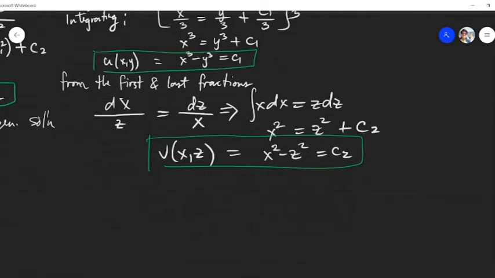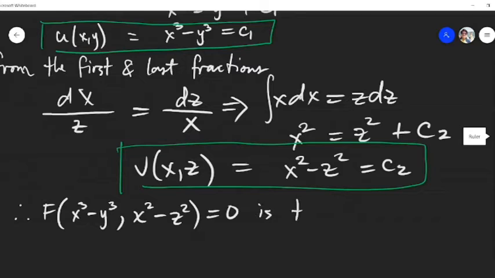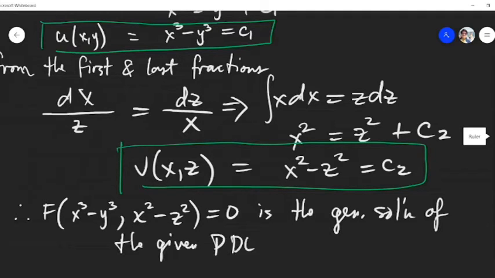So as a conclusion, f of x cubed minus y cubed and x squared minus z squared, which is equal to 0, is the general solution of the given partial differential equation in Lagrange form.